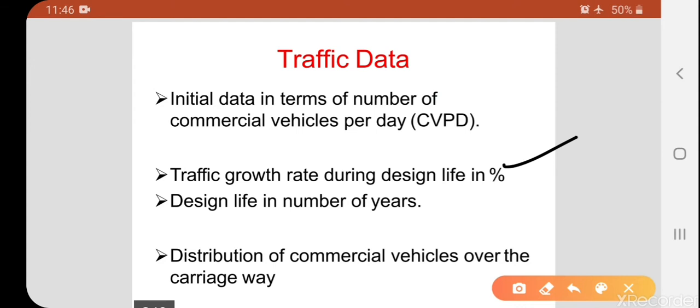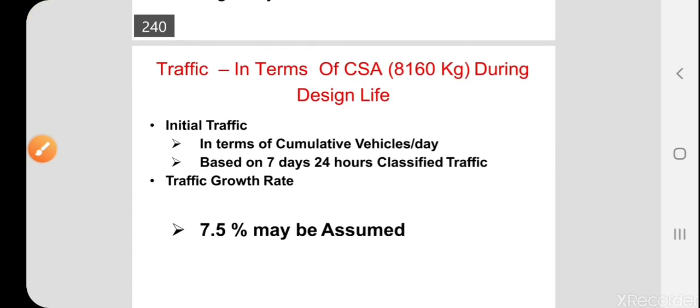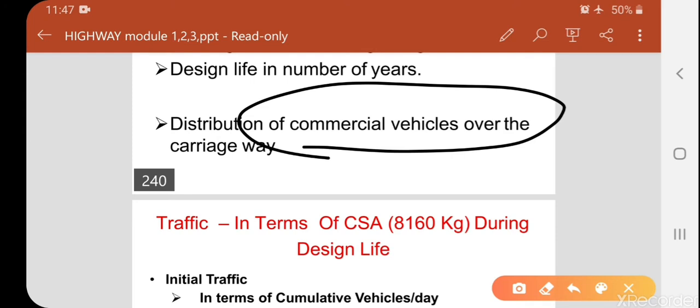Next, design life in number of years. Yes, we have already discussed that. Distribution of commercial vehicles over the carriageway, because commercial vehicles are the main reason for the damaging of our lanes. That's why we are mainly considering commercial vehicles.